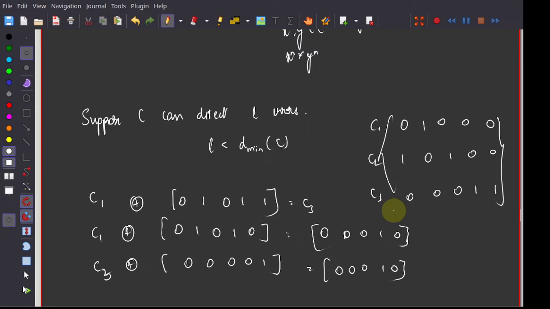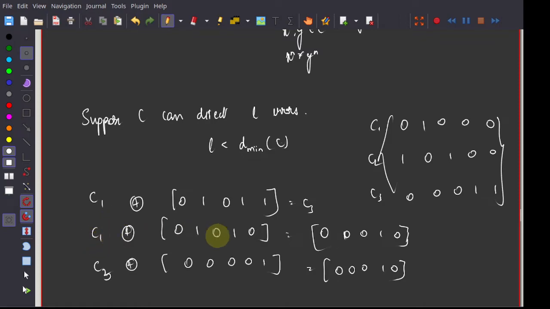Okay, so 2 is not correctable. Let's think about it. What do I mean when I say that it is 2-error correctable? It means that irrespective of which 2 locations I pick, 2 or fewer locations, I should be able to recover the transmitted code word from the received sequence as long as at most 2 locations have been changed. Correct?